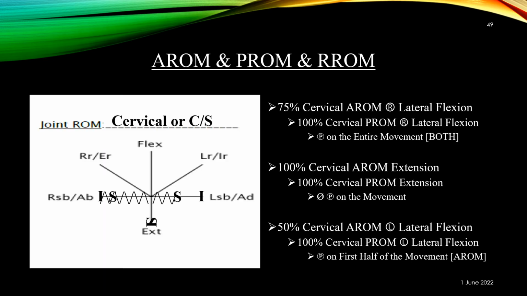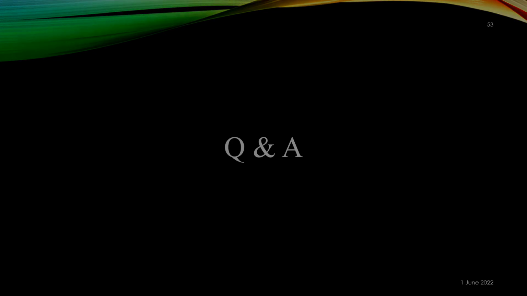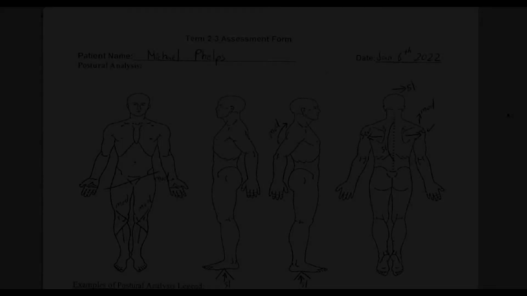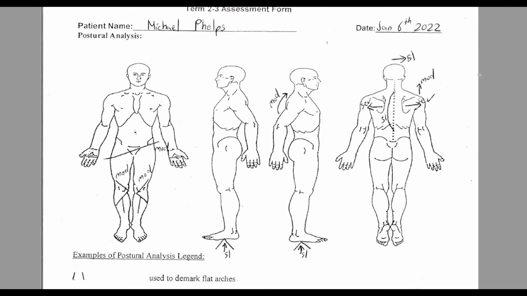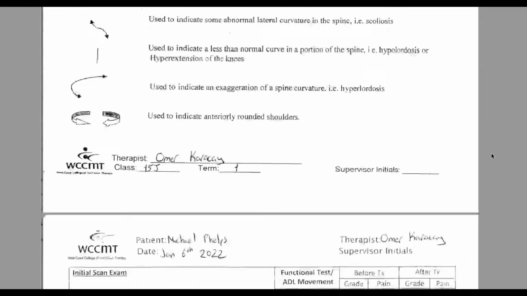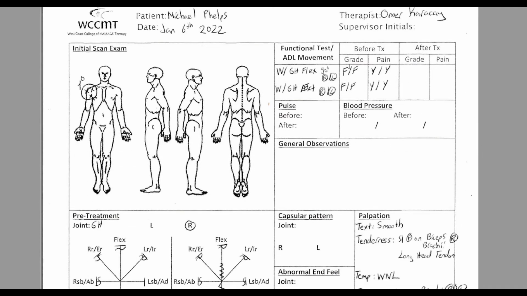So these are examples of it. I'll talk about examples in actual cases. So let's go over that. All right. So in front of us we have our first example for our assessment. As we talked about in our previous video about the initial scan exam, I'm going to move on from here and go to the AROM, PROM, ROM, and functional assessment portion. So we have a functional assessment right here as an example for this particular person.